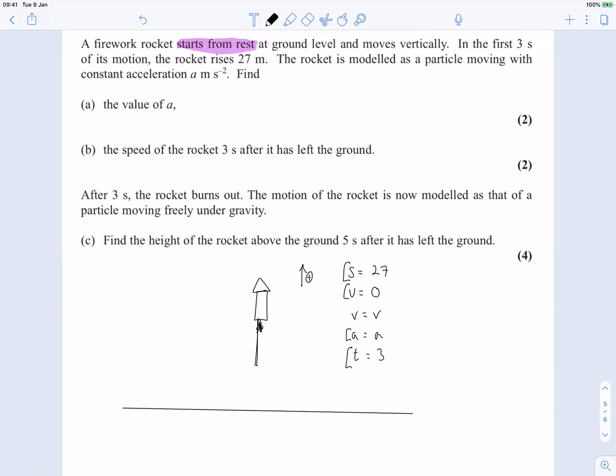As I said, you only need to memorize a few. S equals ut plus a half at squared again. So if S is 27, if u is 0, then ut disappears. We've got a half of a, and then t squared, so that's 9 over 2 lots of a. If I times by 2, that's 54, and if I divide by 9, that's 6. So the acceleration is 6 meters per second per second.